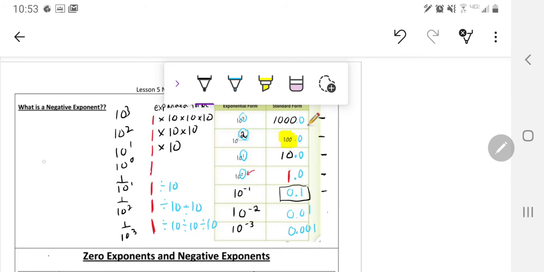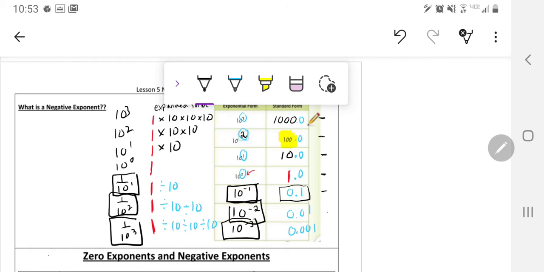So the negative exponents, if you see the 10 to the negative 1, we can write that with a positive exponent by just making it into its reciprocal and turning the exponent positive. So we can write 10 to the negative 2 as 1 over 10 to the second, and 10 to the negative 3 as 1 over 10 to the third.